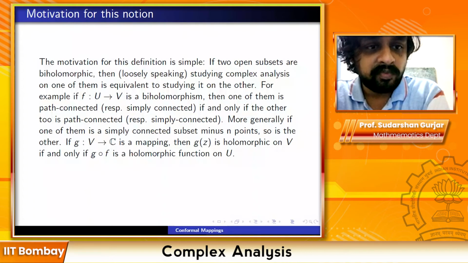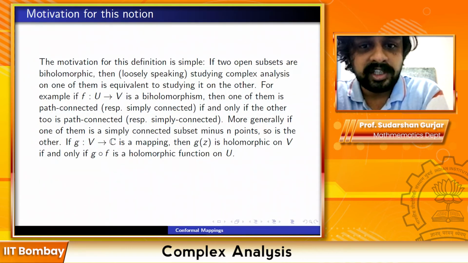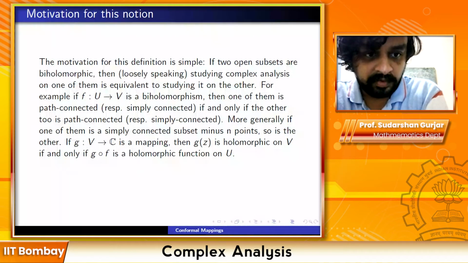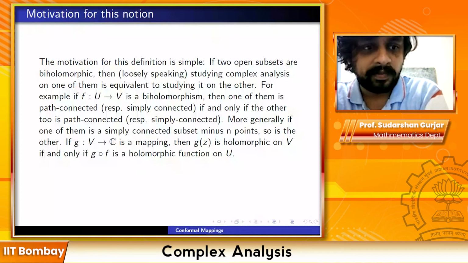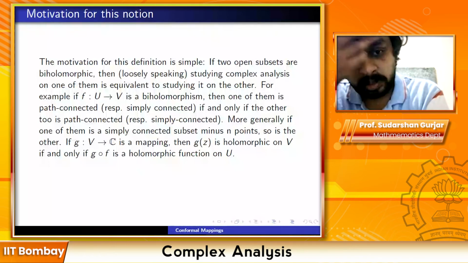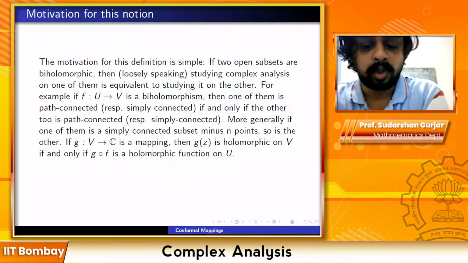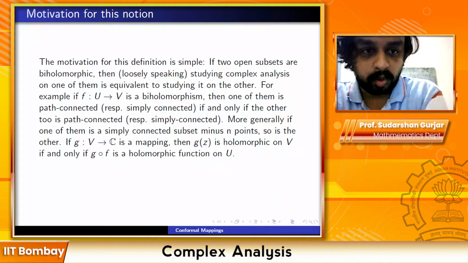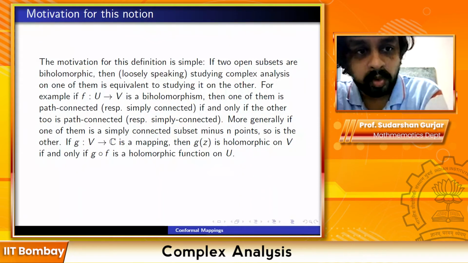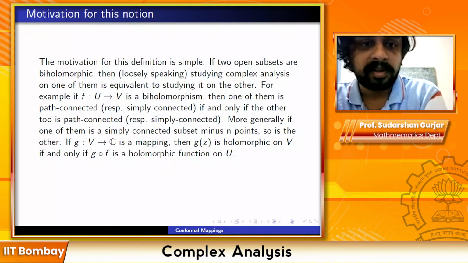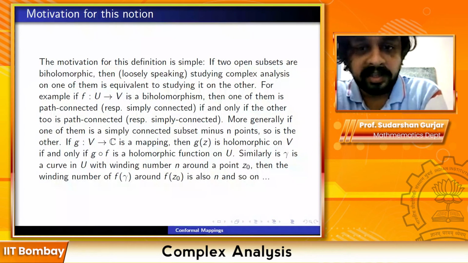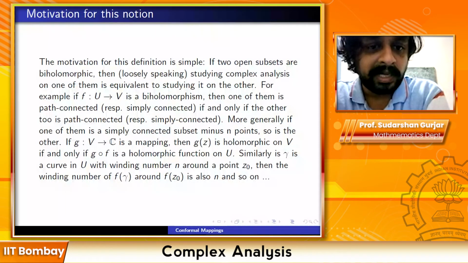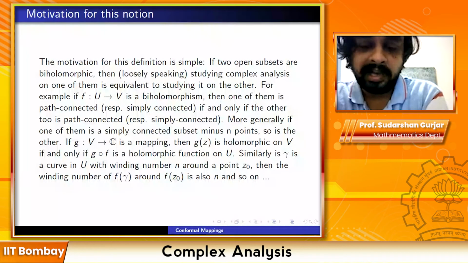If g from V to C is a mapping, then g(z) is holomorphic on V if and only if g composed with f is a holomorphic function on U. So a function is holomorphic on V if and only if when you pull it back to U, it remains holomorphic. And similarly, if gamma is a curve in U with winding number n around the point z0, then the winding number of f of gamma around f of z0 is also n, and so on.